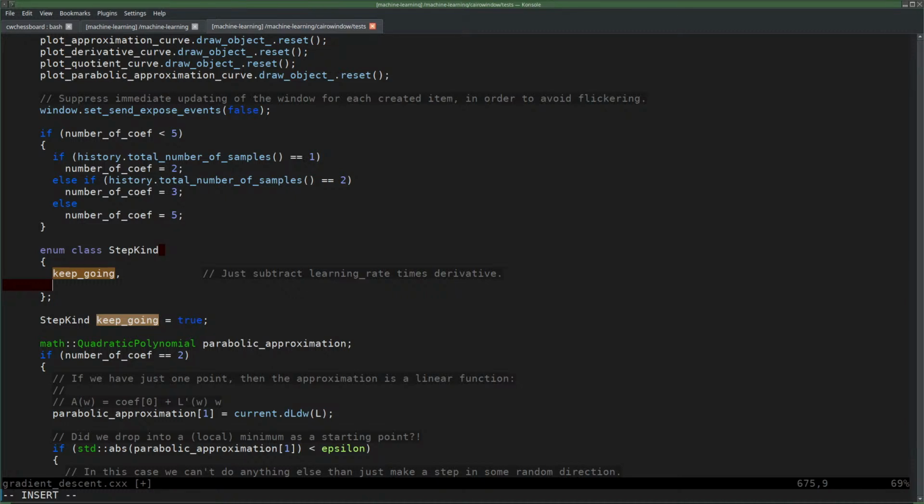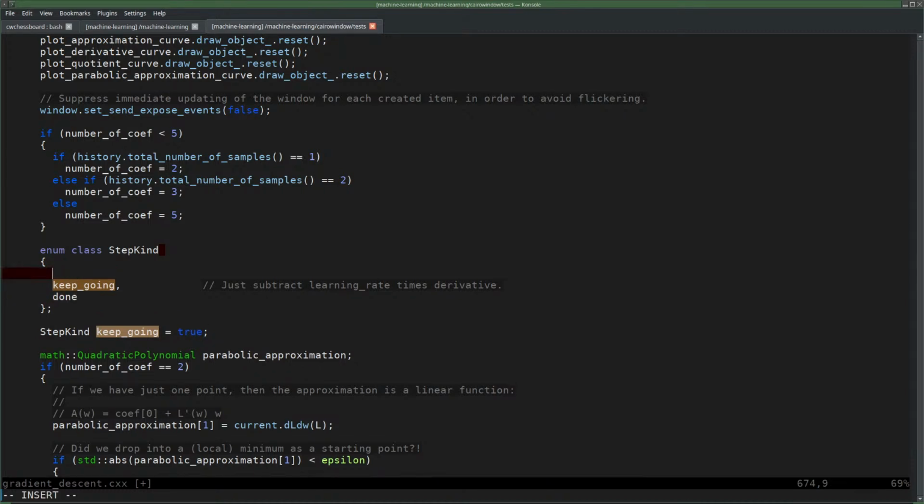What is the other one? Keep going. Done. And then we have a random, which is like a thermal jump. Yeah, I'm going to call it random, for lack of a better idea at the moment.